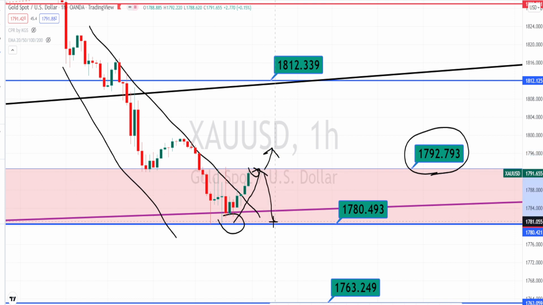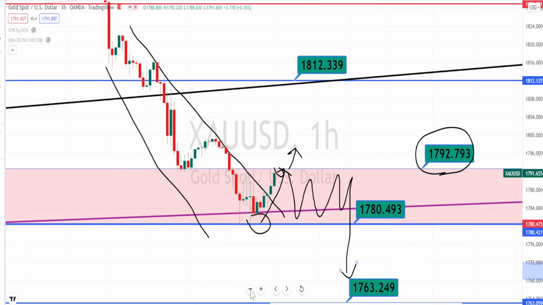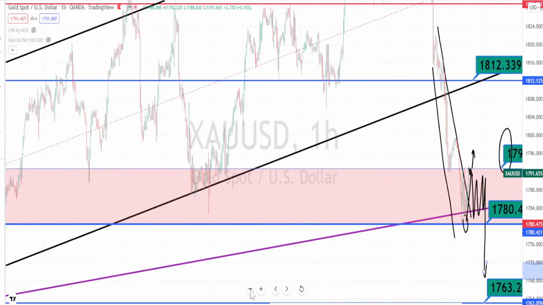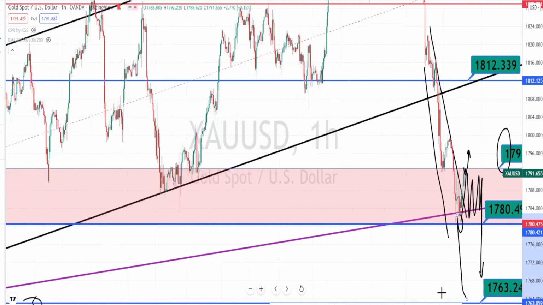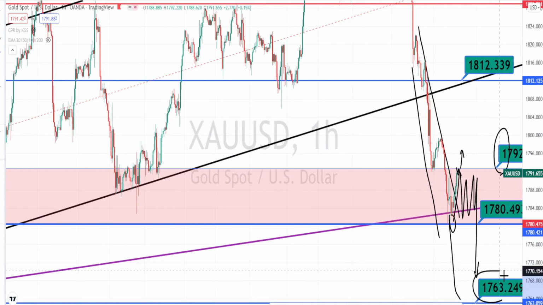Otherwise we can expect a sideways market within this support and resistance level and further fall in this currency pair, because from the 4 hours time frame we know that the bullish trend started from this support level of 1763. So we can expect further fall and retrace to the 100%.